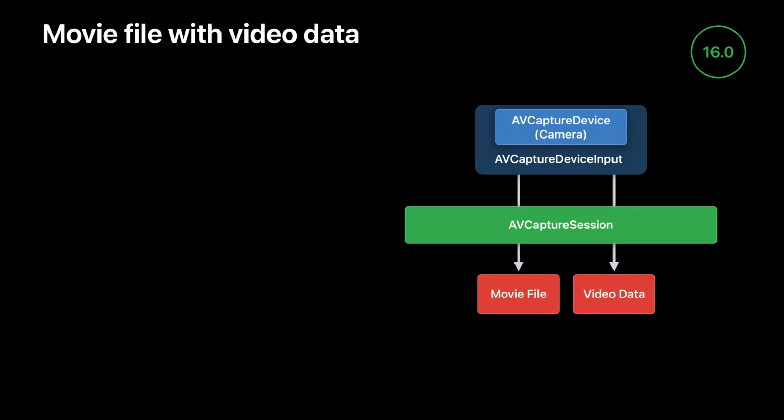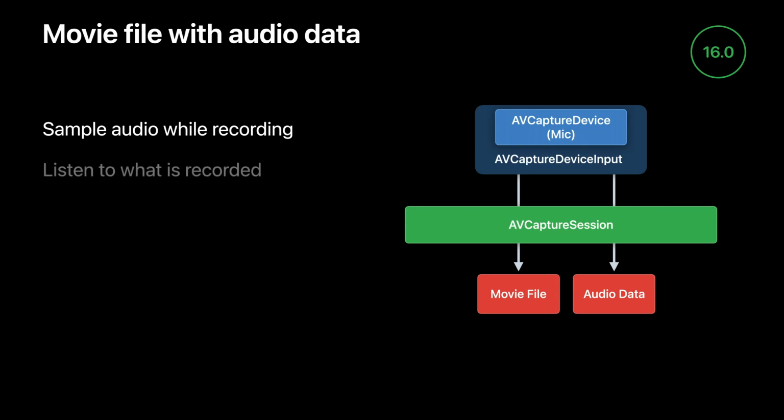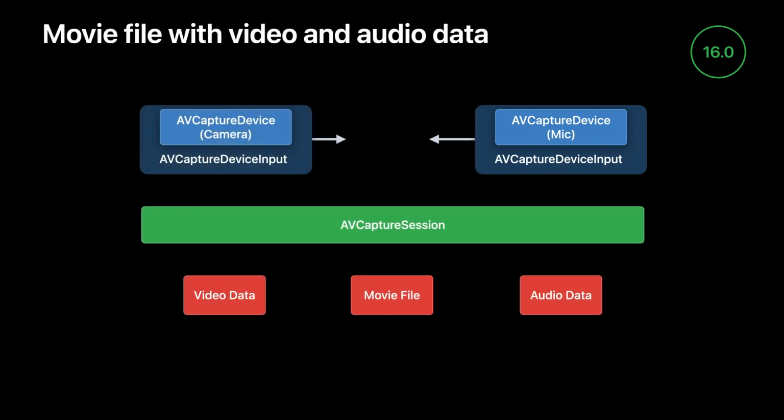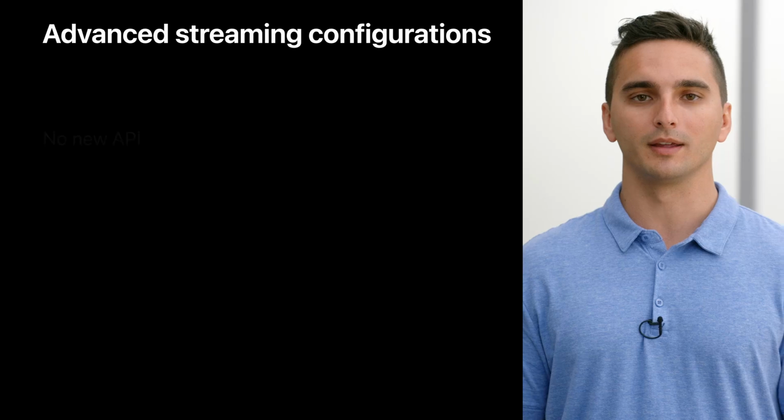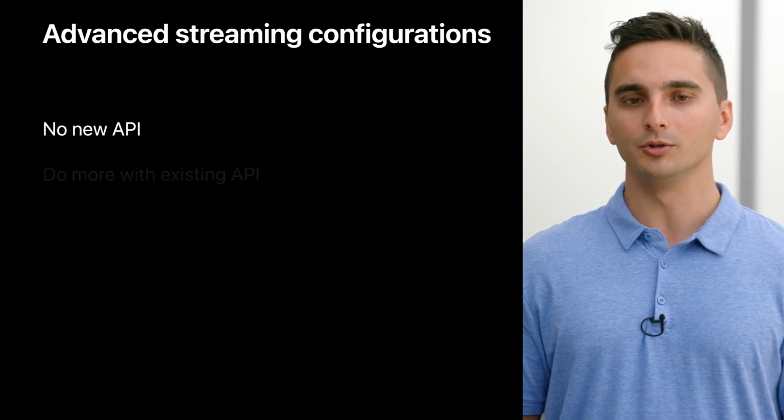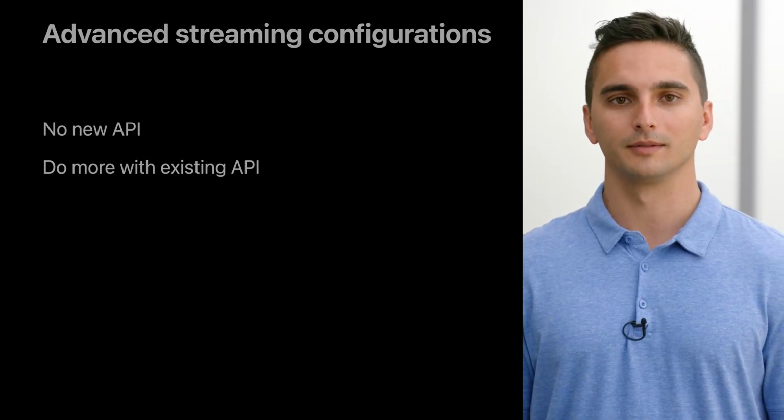By receiving video data with the movie file output, you can inspect the video while recording and analyze the scene. And by receiving audio data with the movie file output, you can sample audio while recording and listen to what is being recorded. With a capture graph like this, you can offload the mechanics of recording to AV Capture movie file output while still receiving uncompressed video and audio samples. Implementing these advanced streaming configurations requires use of no new API. We have enabled this by allowing you to do more with existing API.